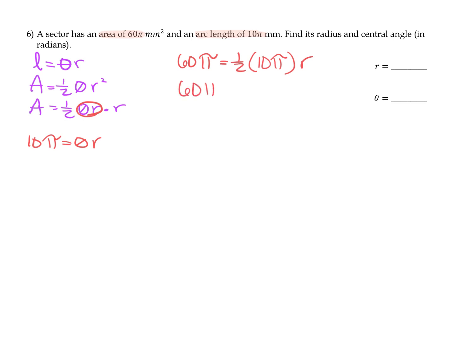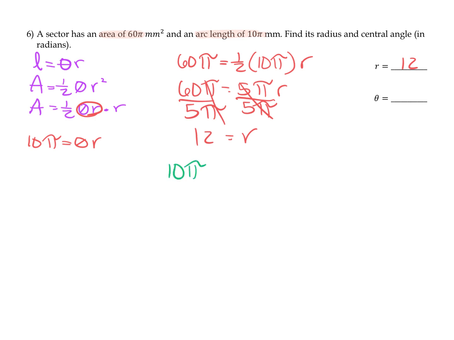So 60 pi equals 5 pi r. Divide by 5 pi, r is 12. And now I'm going to use my length of 10 pi equals theta times 12. Divide, because that's the easiest formula to use. So theta is equal to 5 pi over 6.